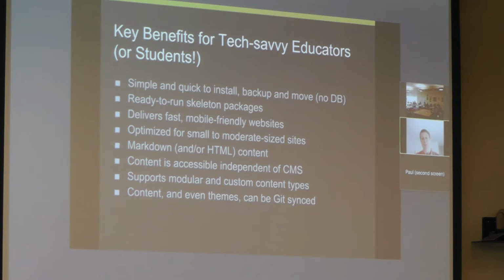Grab also supports modular and custom content types. What does that mean? It means that if you have a piece of content in your Grab site, you can reuse it over and over again on different pages and only have one source of that content needing to be edited. And you can also even display different custom content types, such as blog posts, or such as Google Map entries, or such as OER content. And we'll look at that a little bit later.